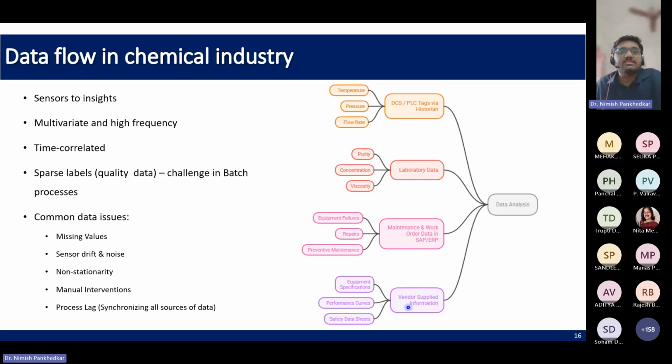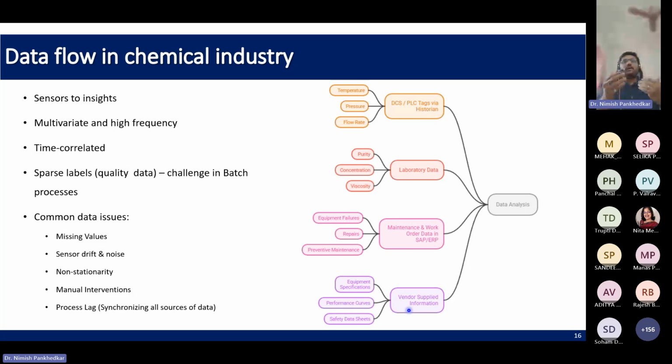But a major challenge in the chemical industry is the different frequency at which this data comes in, and how you correlate it with each other. For example, let us say my temperature, pressure, flow rate come every minute. I have every minute data available for everything that comes through my historian. However, lab data may not be available for every minute. You might have only one reading in one shift for a particular key performance indicator. When it comes to maintenance work, you might have one value in a month maybe. And vendor supplied information, you might have only once in the entire lifetime of the plant.